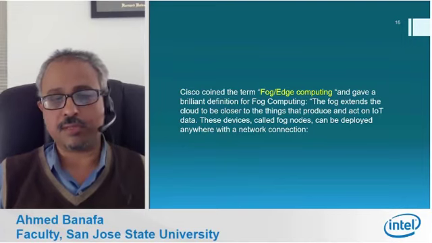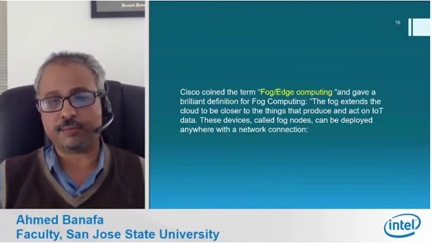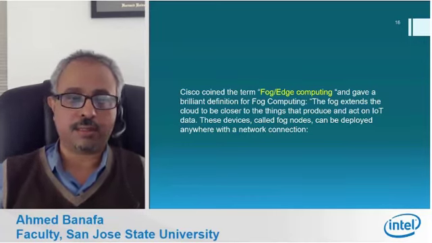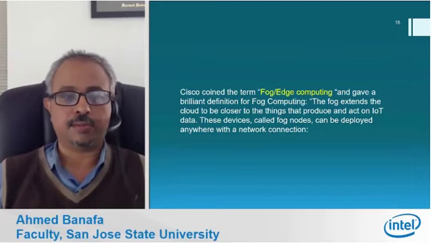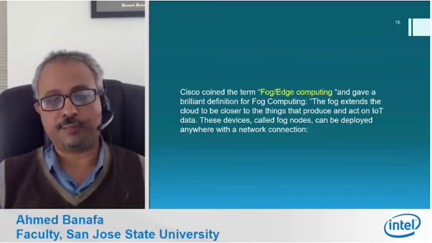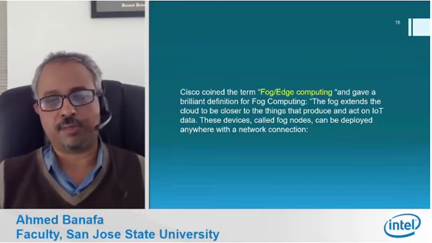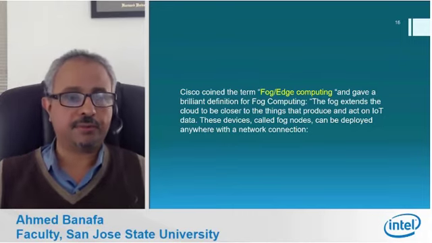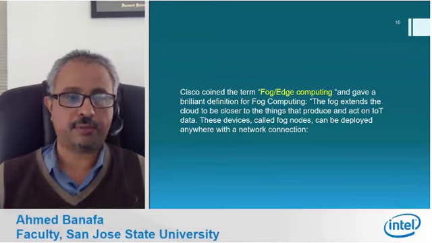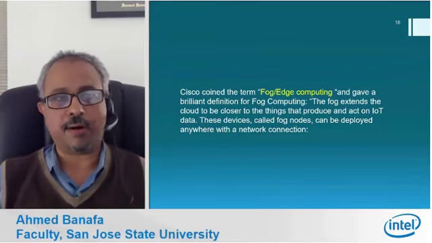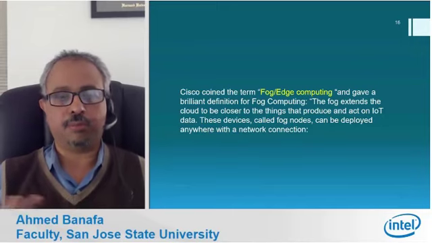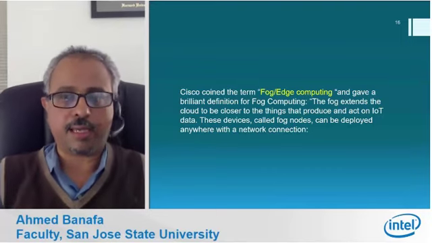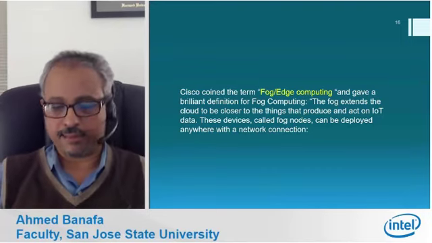Intel is actually a huge leader in edge computing. I have friends working at their lab near Sacramento in edge computing, and they're doing a marvelous job when it comes to edge computing. Cisco is another name you can mention in that field. It is actually the one who coined the term fog computing and gave a brilliant definition for it. The fog extends the cloud closer to the things that produce and act on IoT data. These devices, called fog nodes or edge nodes, can be deployed anywhere with network connections. So this is how you're going to look at it from that perspective. This is how it's going to help you understand it.